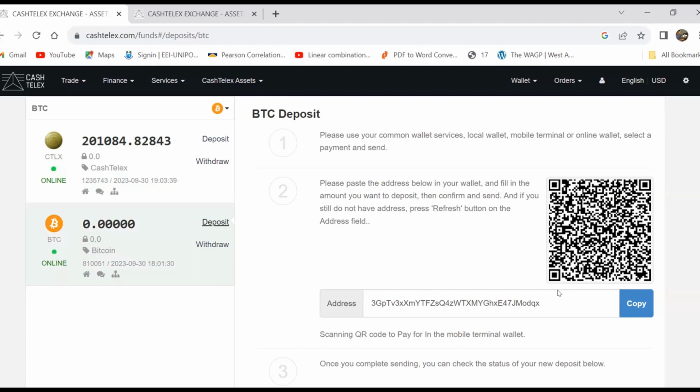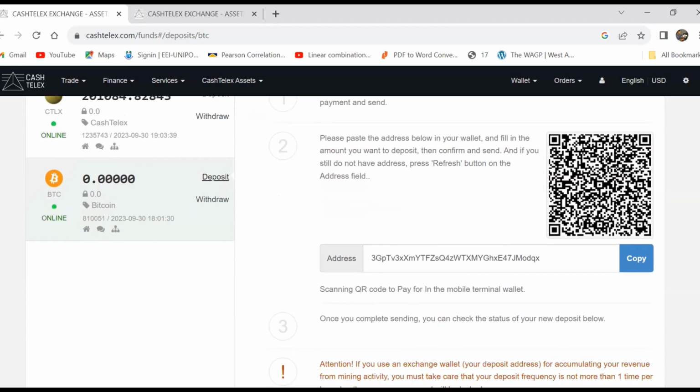This is my BTC unique address in the CashTelex exchange. What I do is copy this address and send it to any cryptocurrency exchange. For instance, most times I buy my own Bitcoin from Binance, so I copy this address and send it to Binance to do my trade. Then, in the next 10 or 20 minutes, I get it credited to my CashTelex Bitcoin account. The total number of Bitcoin I'm buying from Binance will be sent to my CashTelex account.